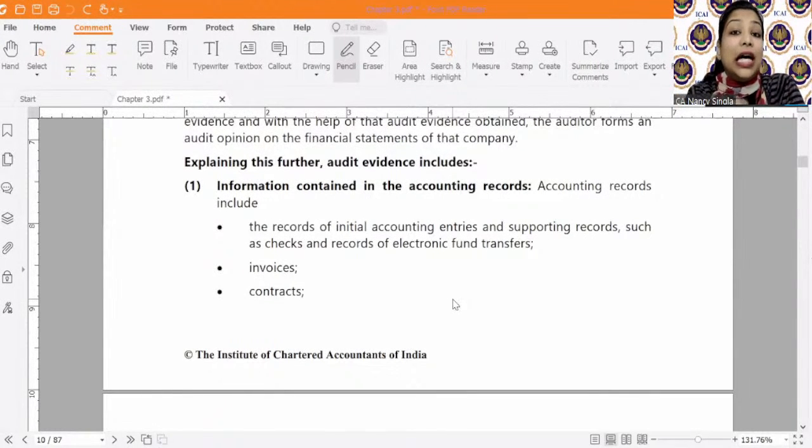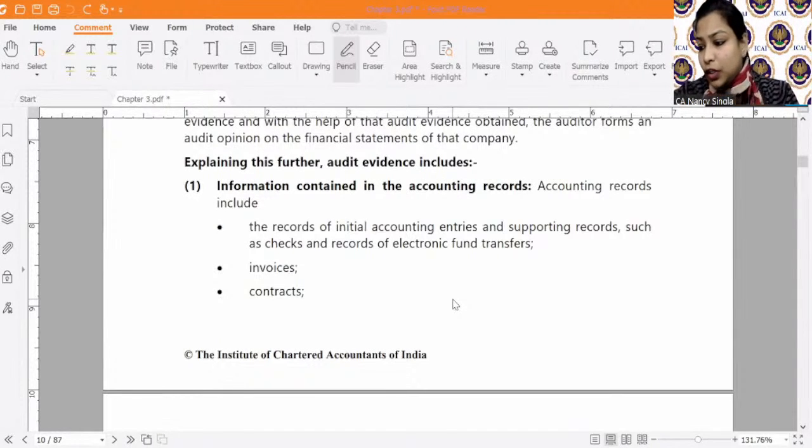So I'll obtain an understanding of the work of the management expert. And last but not the least, I'll see whether the information that I need for my audit purpose, which has been provided by the management expert, is appropriate for my purposes or not, whether I'll be able to use it as audit evidence or not.